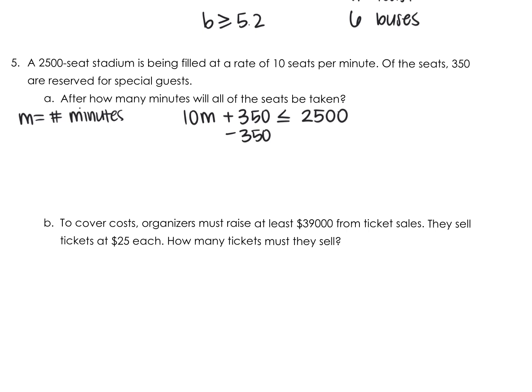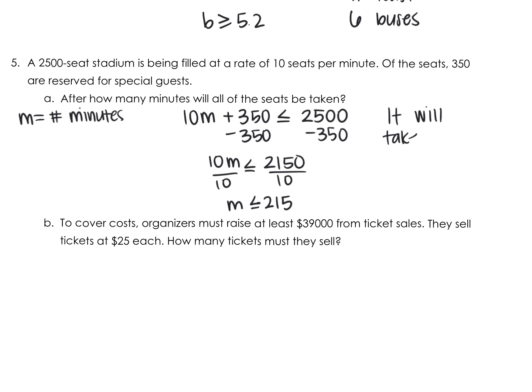So we'll subtract 350 from both sides. We have 10M is then less than or equal to 2,150. Divide by 10, and M has to be less than or equal to 215. So that tells us it will take at most 215 minutes to fill the seats.